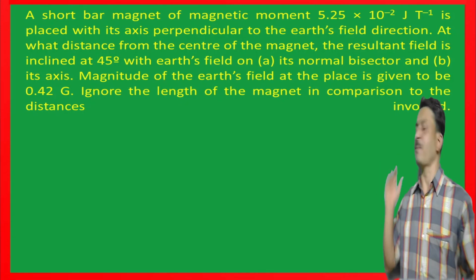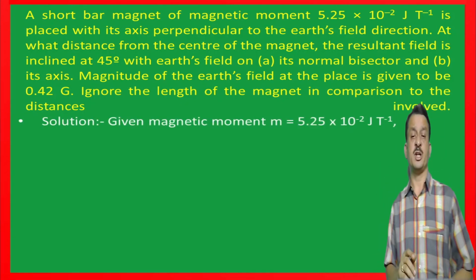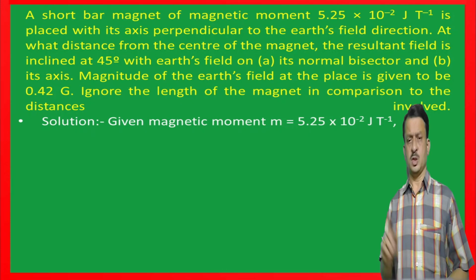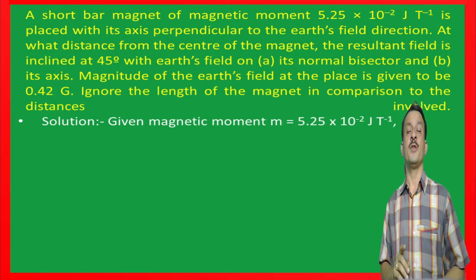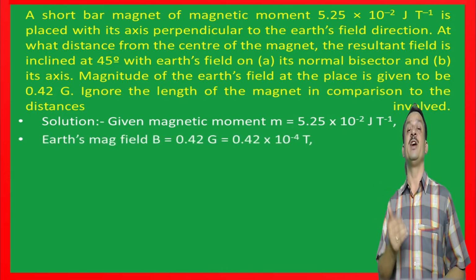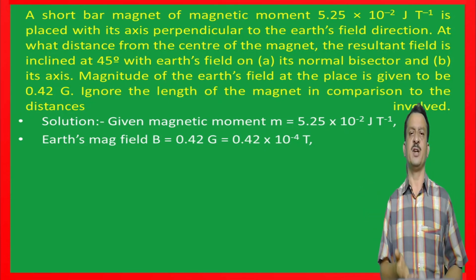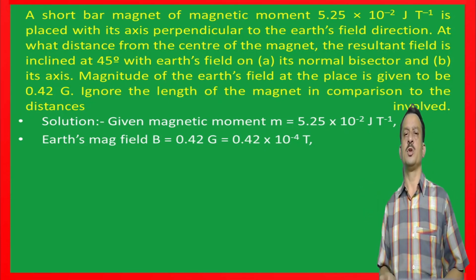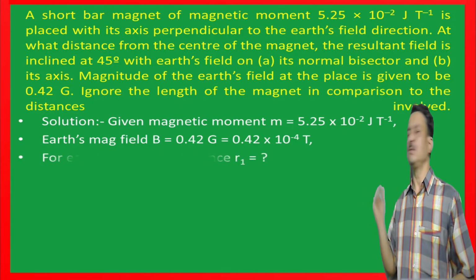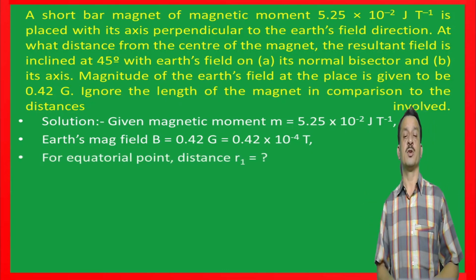Now here they have given the magnetic moment 5.25 into 10 to the minus 2 joules per Tesla. Then the Earth's magnetic field is given as 0.42 Gauss. It is not in SI unit, so therefore it is 0.42 into 10 to the power of minus 4 Tesla. Okay. Now what are we going to calculate?